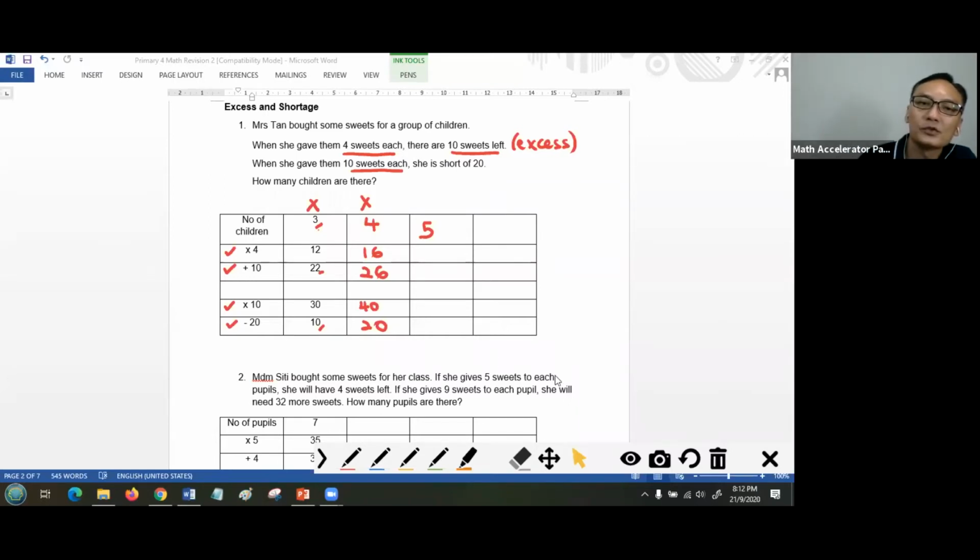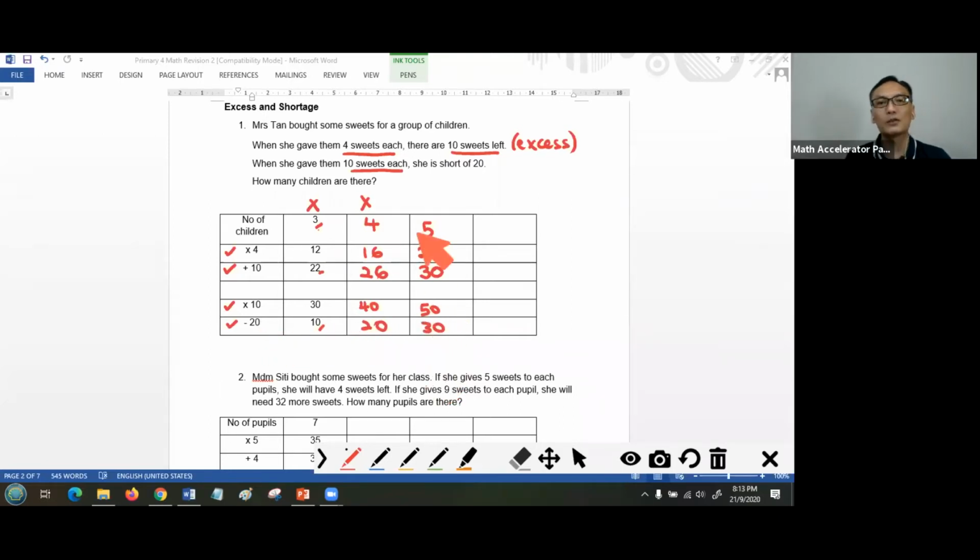All right, let's check. So 5 times 4 is 20. Yeah, Braden say yes, Devak say yes. So let's check. So this 20, so 20 plus 10 will give us 30. The next one, 5 times 10 will give us 50. And 50 minus 20 will give us 30.